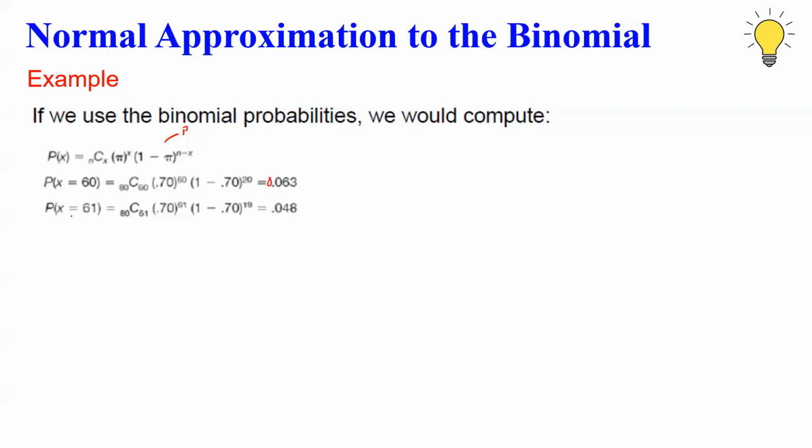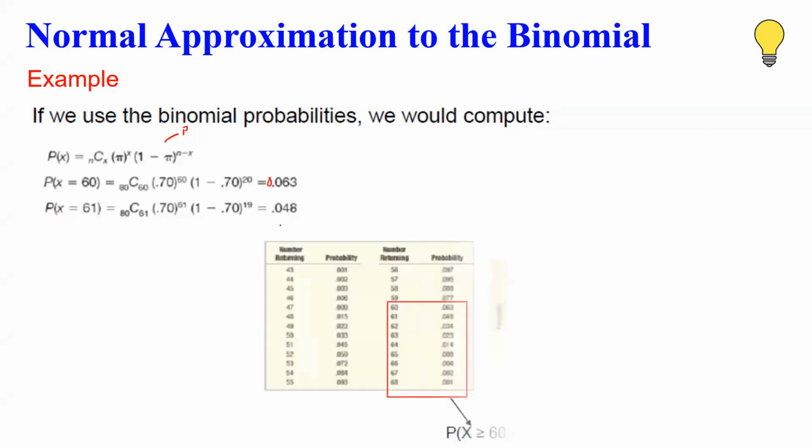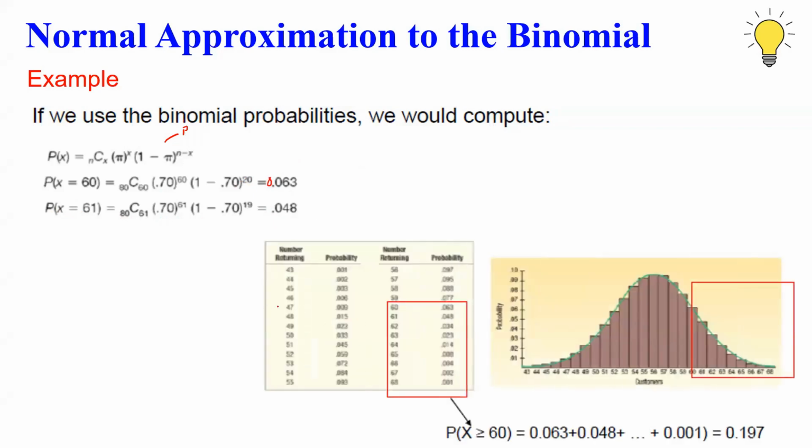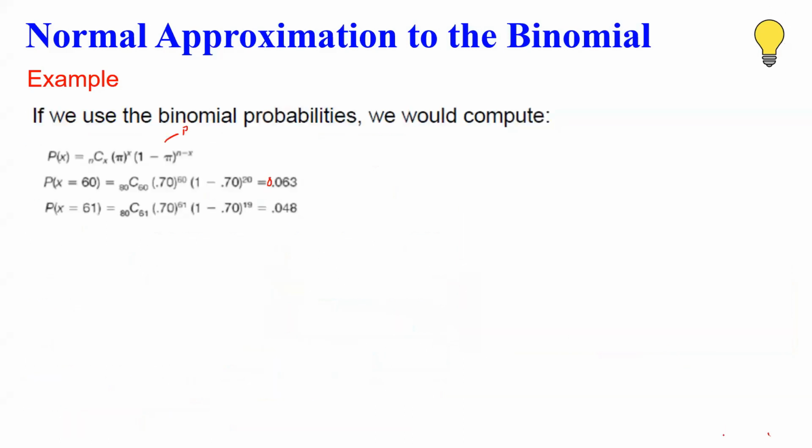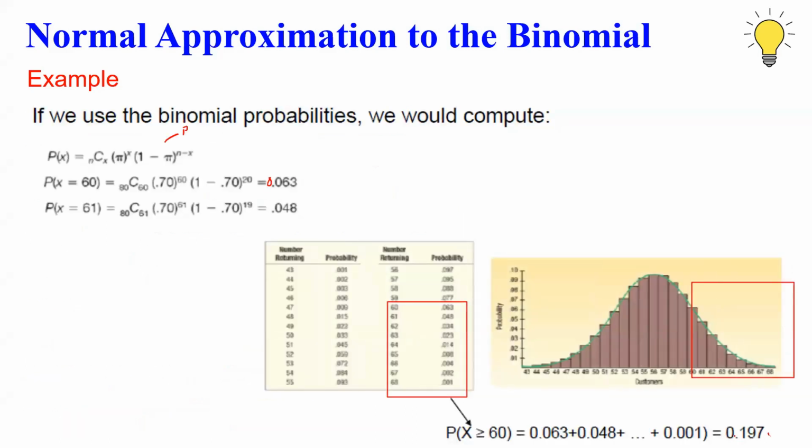If you take x equal to 61, you do the same thing: just substitute and get 0.048. Likewise, we list down everything from 60 to 68, and you can add up all the probability values. So you get that the probability that 60 or more will return for another meal is around 0.197. So this is how we need to calculate every one of it.